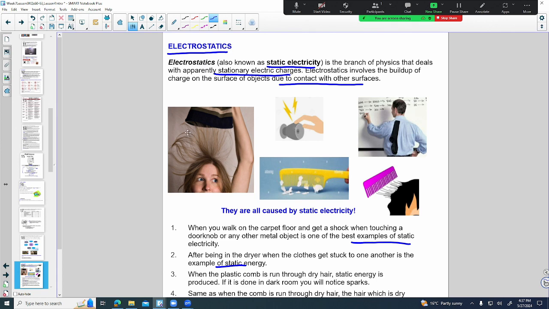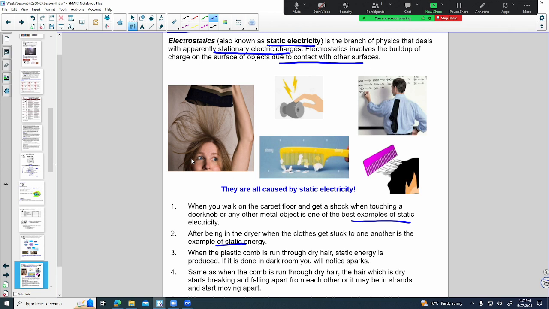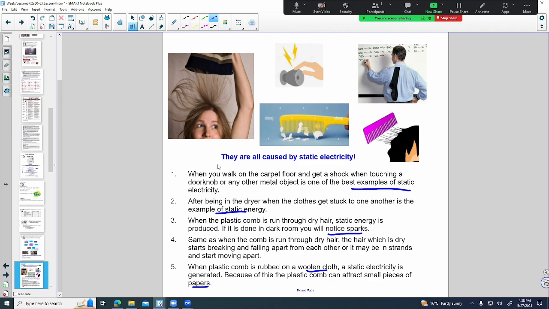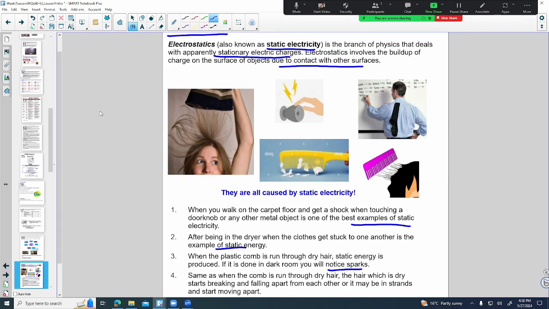When you have a plastic comb and you run it through dry hair, static energy is produced. If you do this in a dark room, you will notice sparks. Also, when the comb is run through dry hair, the hair starts to separate and move apart in strands. You could also see that when a plastic comb is rubbed on a woolen cloth, static electricity is generated. Because of this, the plastic comb can attract small pieces of paper. So all these pictures are caused by static electricity.